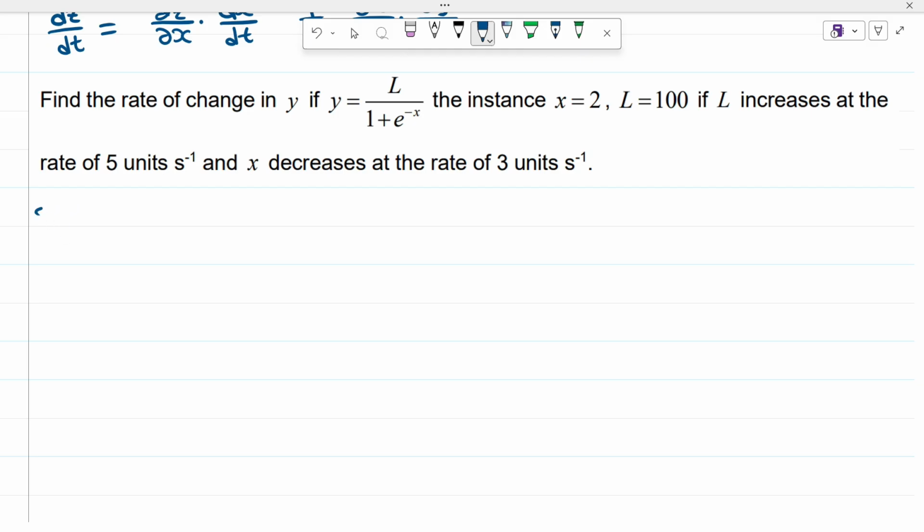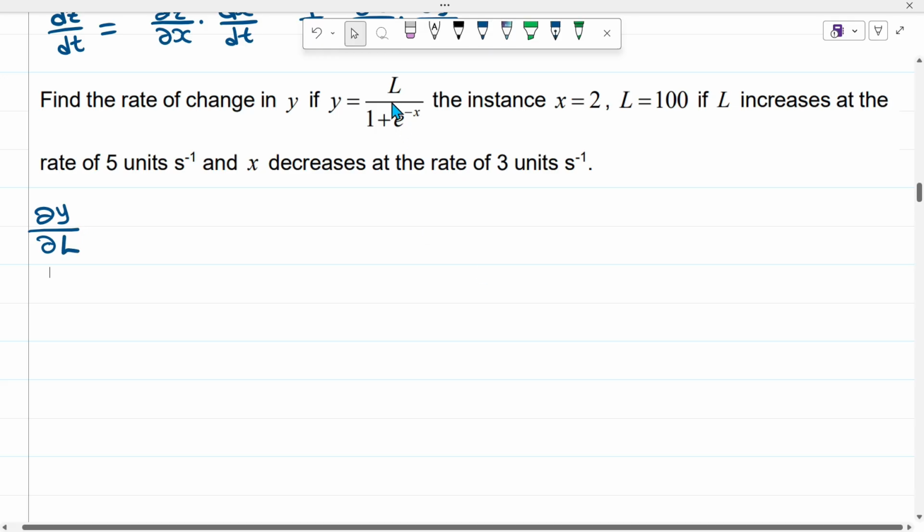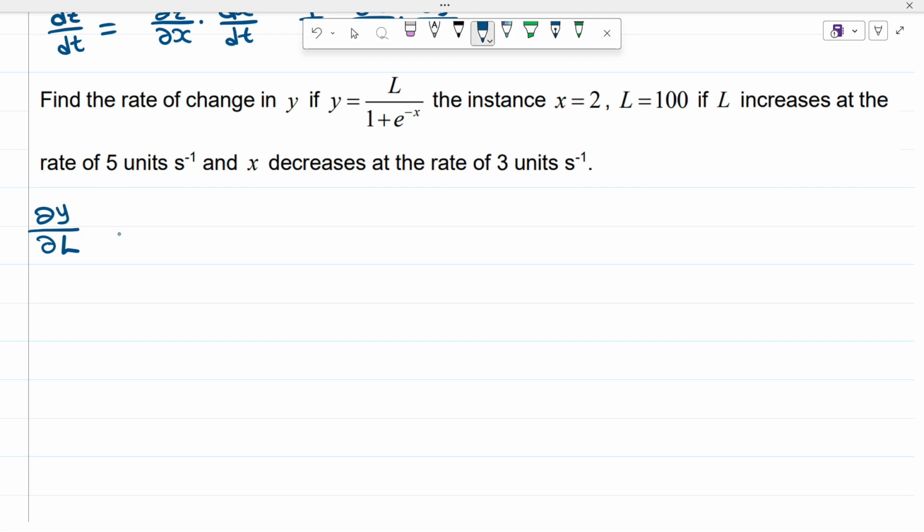So partial derivative of y with respect to what? With respect to L. So let's start with L first. Let's start with the partial derivative of y with respect to L. When we differentiate with respect to L, we will just get 1 over 1 plus e to the power negative x. So that's going to be our partial derivative of y with respect to L.